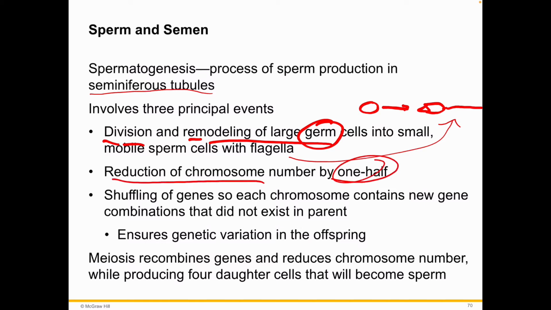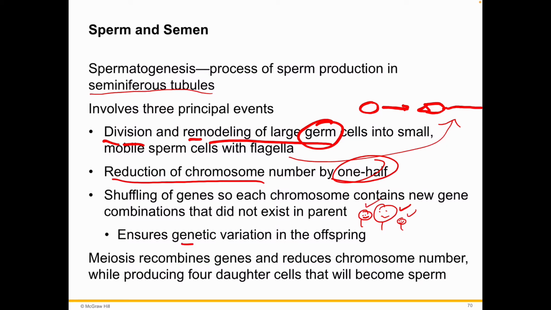Because we are sexually reproducing animals and we have to keep that genome at a stable number. Number three, shuffling of the genes, so each chromosome contains a new gene combination that did not exist previously in the parent. That's super important because it gives all of our offspring variation, right? And that's why all your kids look a little bit different. It keeps that variety, and so we can have more successful outcomes in our offspring.